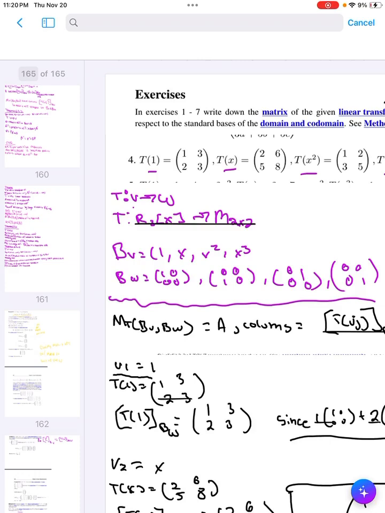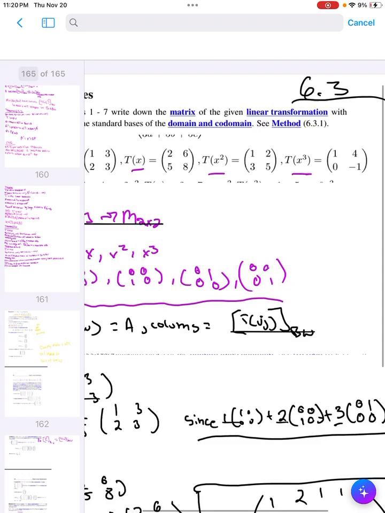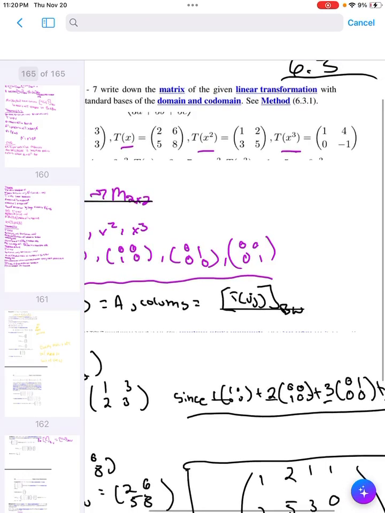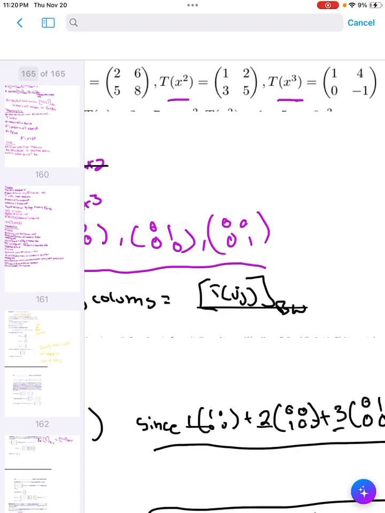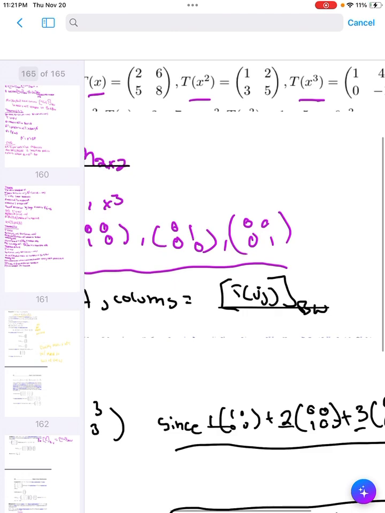And so in the book it states that the matrix for a linear transformation is going to be a matrix where each column is going to be the coordinate vector of plugging in each vector of the domain into the transformation. Each column is the coordinate vector of what you get when you plug in each standard basis vector of the domain into the transformation, if that makes sense.